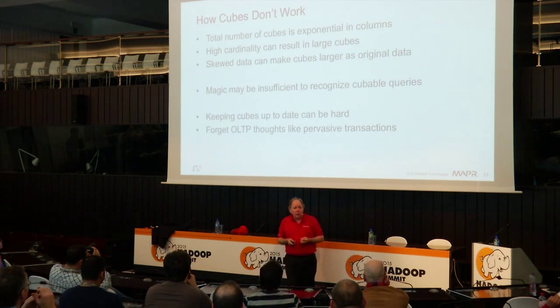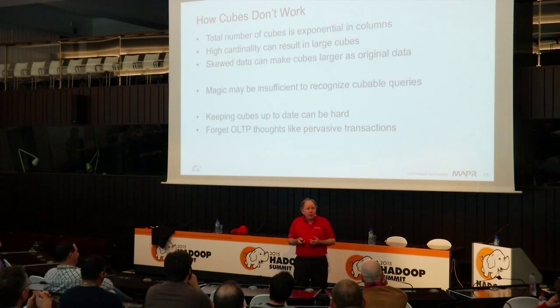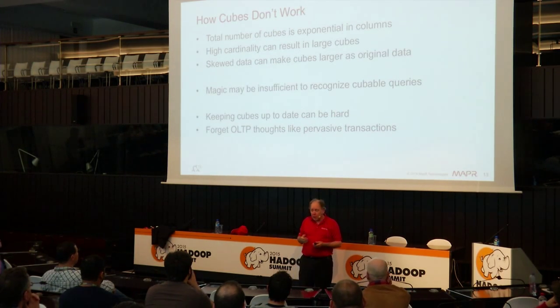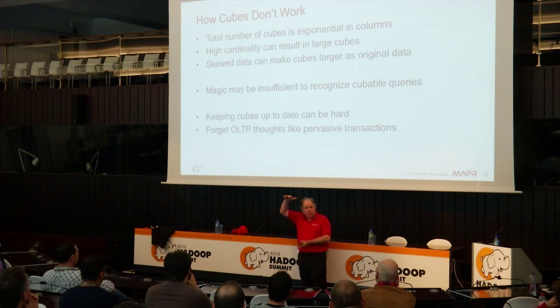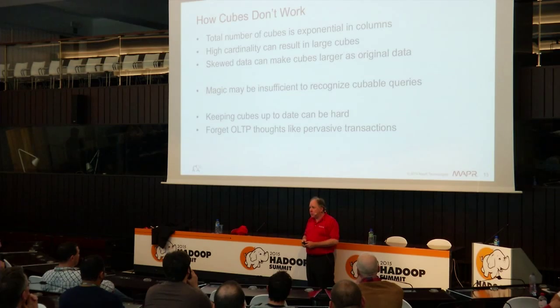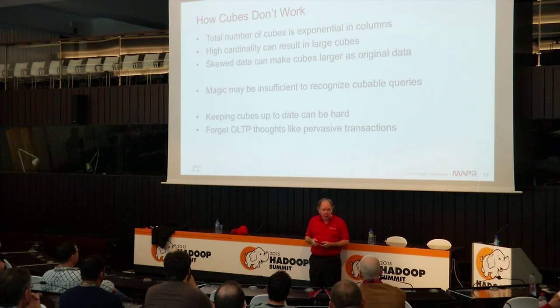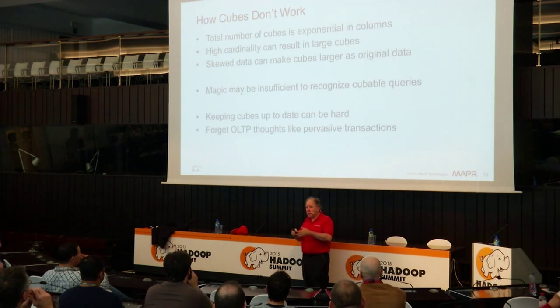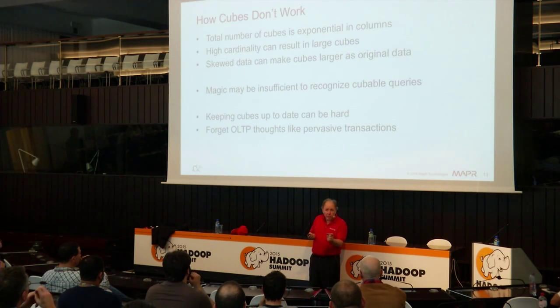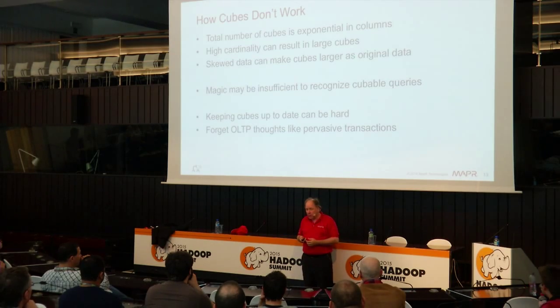Now, this doesn't always work. The reason it doesn't work first is because the number of cubes is exponential in the number of columns that we want to work on. Well, that's bad. And if we have a large cardinality in one of those columns, then we have a gazillion cubes. And we're not only exponential, we're exponential with a very large base. So that's bad. And skewed data can make the cubes ineffective because we have no data for almost all of the values in the cube, and all the data fits in one value. Well, what good is the cube then?